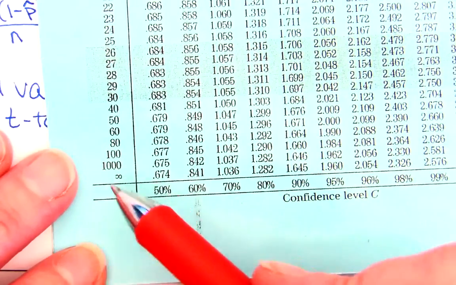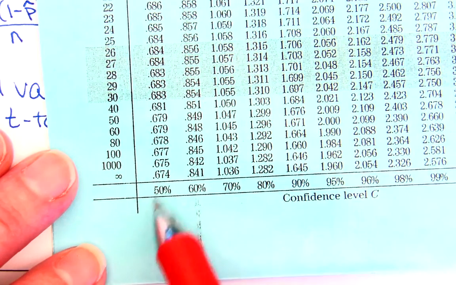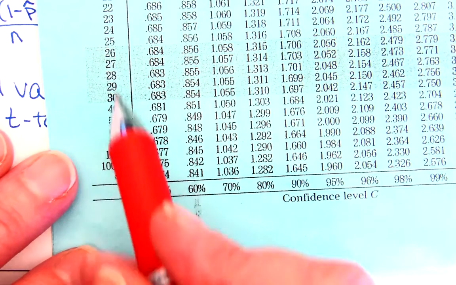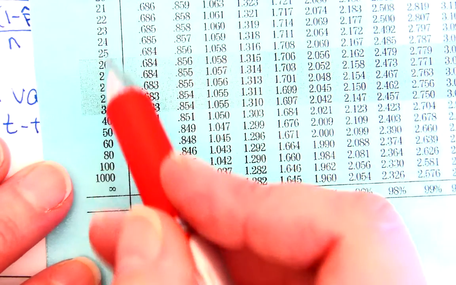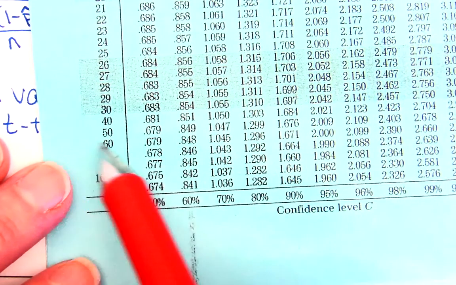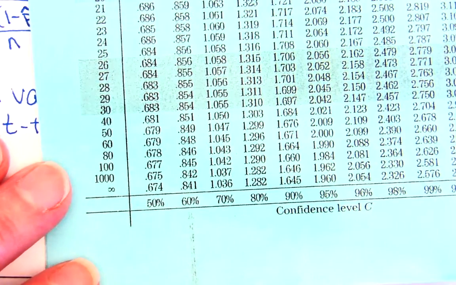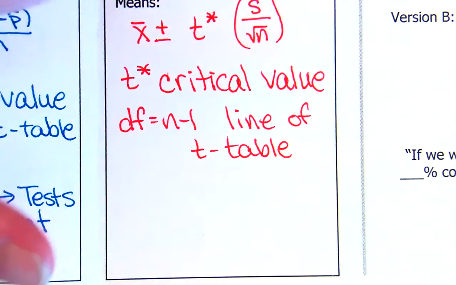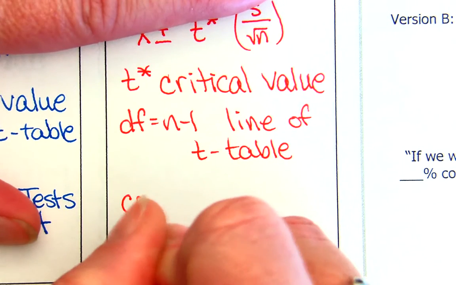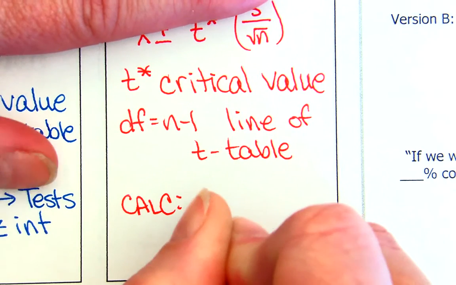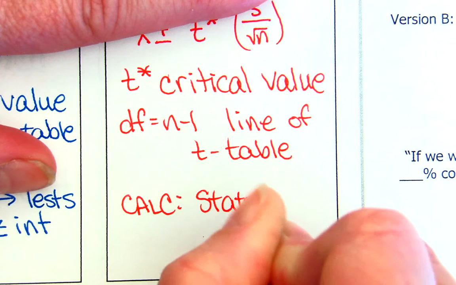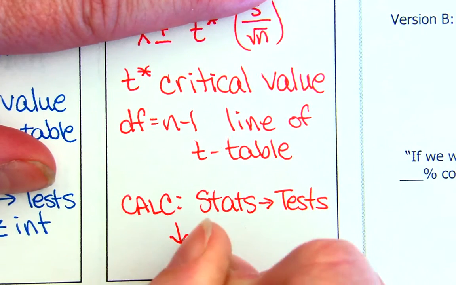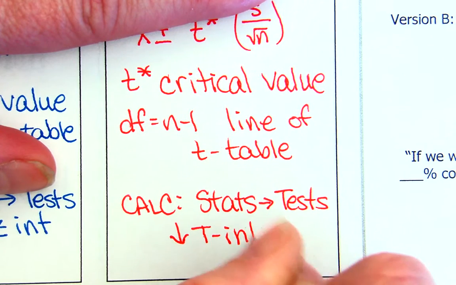If your sample size were really, really big, let's say like 9,000, you would just use the infinity line. Most of the time, you're going to have something up here where you're going to find the exact value. But occasionally, you'll see one with like 50-something or 40-something. Okay, so on the calculator, we'll do, of course, stats and then tests. And then we'll go down and pick up TInterval.